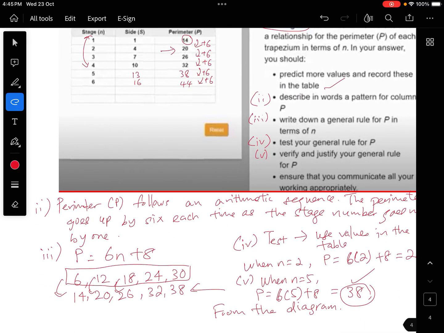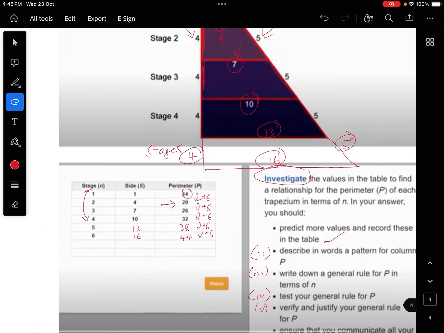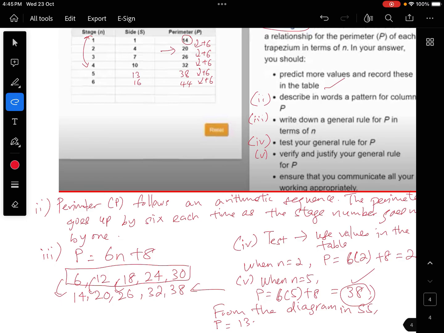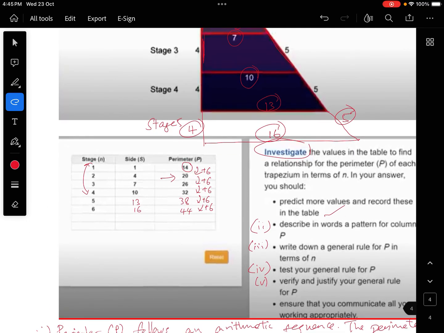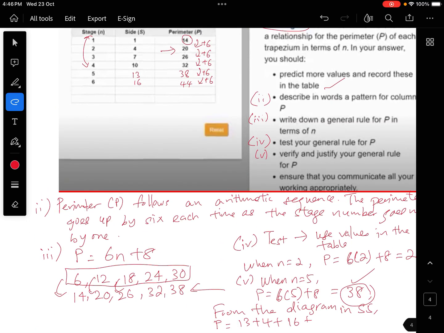So from the diagram in stage 5, I'm going to call it S5, the perimeter is going to be just 13 plus 4 plus 16 plus 5. Okay, and when you add all these numbers up, you should get 38 as well, and that's where you verify the rule. So the rule is verified. Okay, so you see where I'm coming from. You could use the table, you could use the diagram. That's what I'm saying. And when it comes to verification, that will give you the maximum score for that.